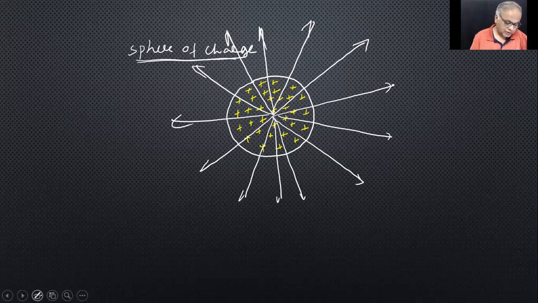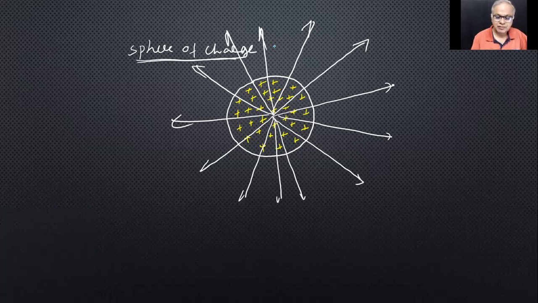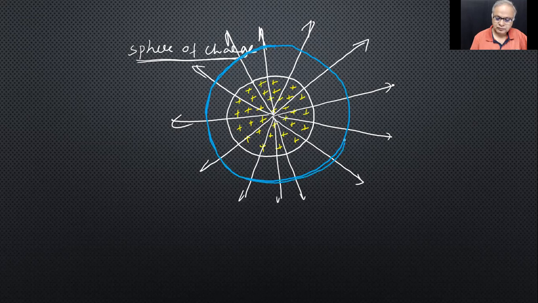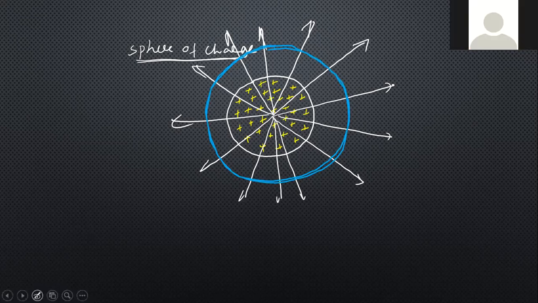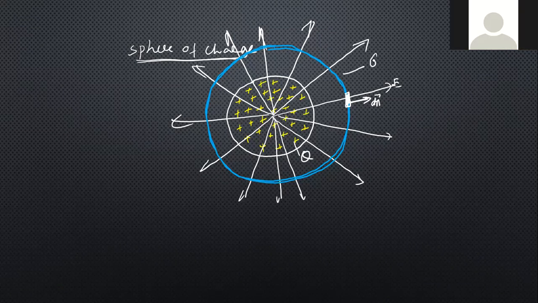Right. Now, once again, it goes without saying that I should take what kind of a Gaussian surface? Spherical Gaussian surface only. You'll take one dA as usual, which is this way, parallel to E. Now the total charge, if it is Q, all this charge is enclosed by the Gaussian surface. This blue one is what? Spherical Gaussian surface.